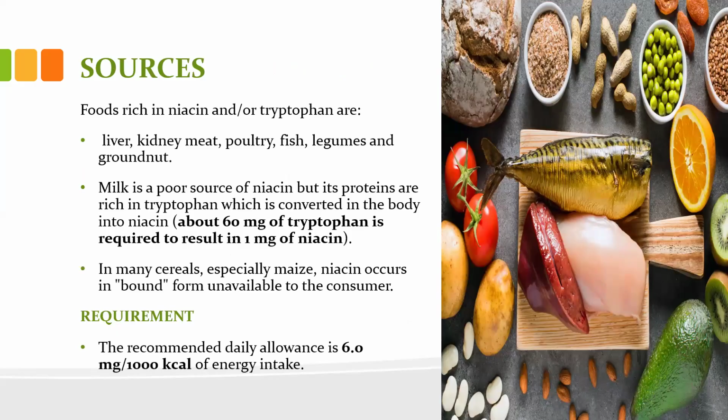The sources: the foods rich in niacin or tryptophan, because tryptophan is the precursor of niacin, are liver, kidney, meat, poultry, fish, legumes, and groundnut. Milk is a poor source of niacin, but its proteins are rich in tryptophan, which is converted in the body into niacin. About 60 milligram of tryptophan is required to result in 1 milligram of niacin. In many cereals, especially maize, niacin occurs in bound forms, and it is usually unavailable to the consumer. So the bound form of niacin is of no use. Requirement: the recommended daily allowance is 6 milligram per 1000 kilocalories of energy intake.